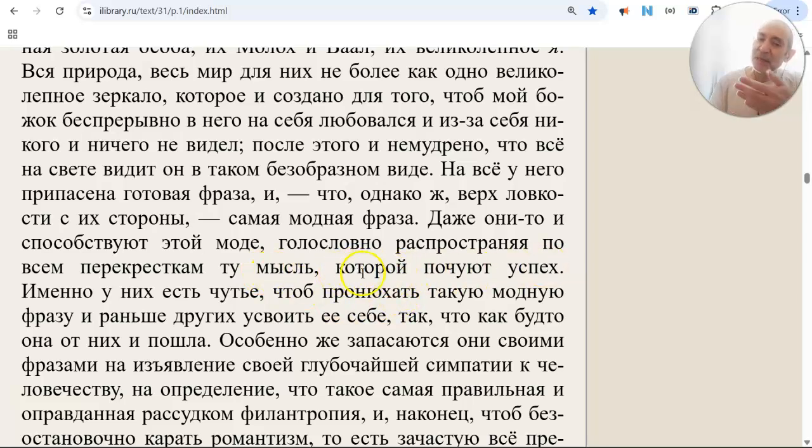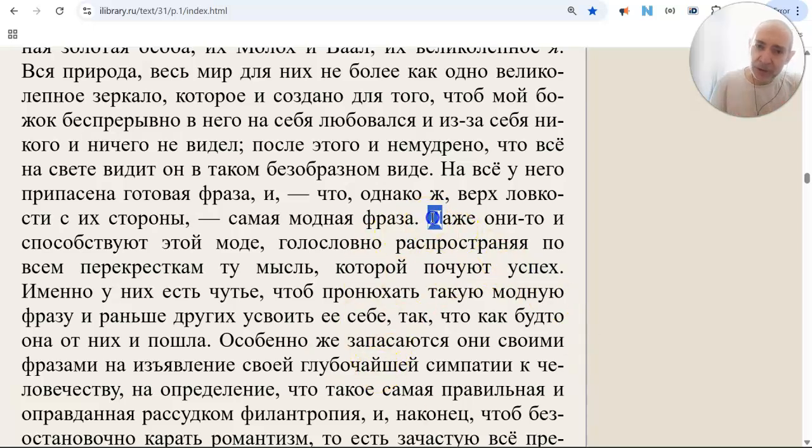So которой means by which, it relates to thought. By which, почуют means they're smelling. So почуять means to smell something. So they will smell. Успех means success. So meaning that these kind of guys spread everywhere that particular thought, using which they can smell success. Again, showing that they are really shallow.